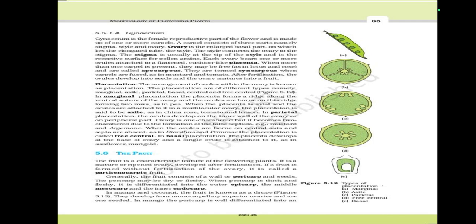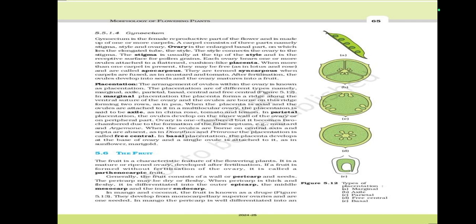Placentation. The arrangement of ovules within the ovary is known as placentation. The placentation are of different types, namely marginal, axial, parietal, basal, central, and free central, which is shown in figure 5.12.